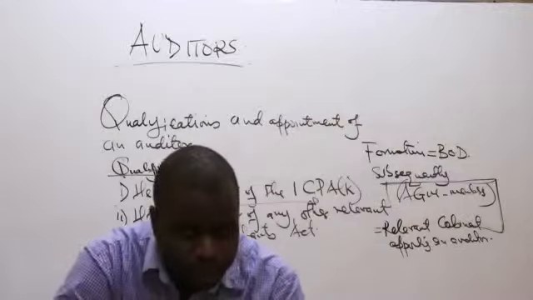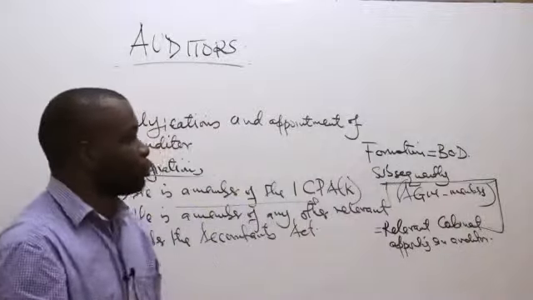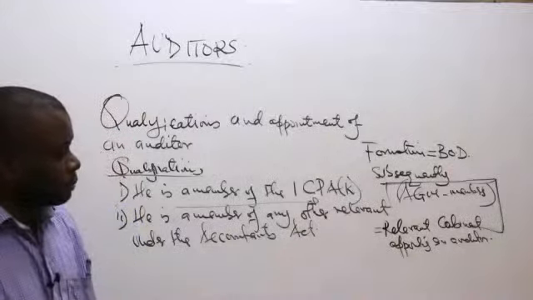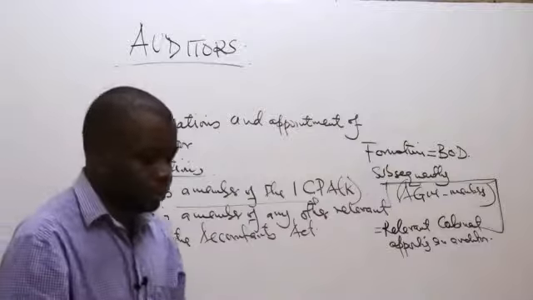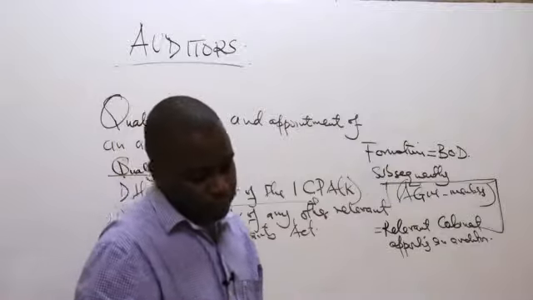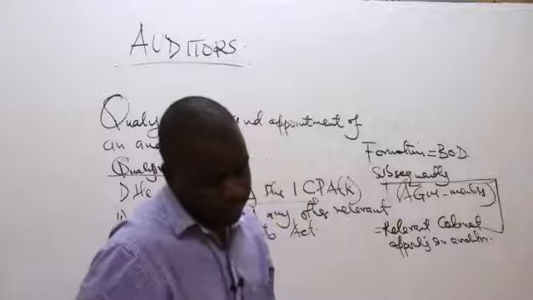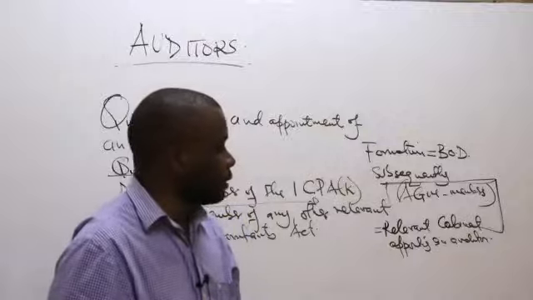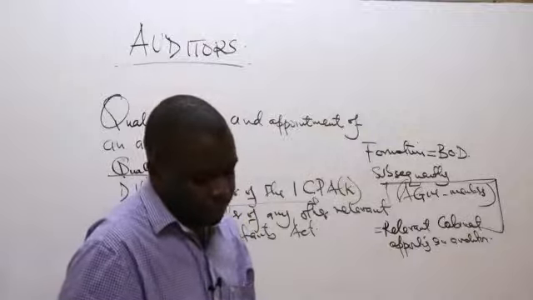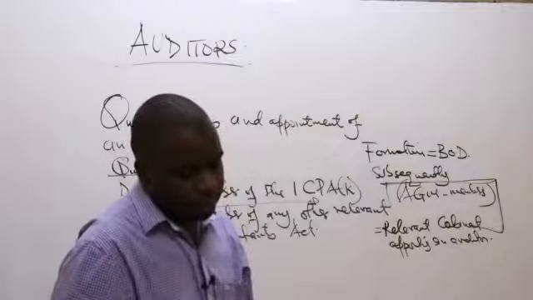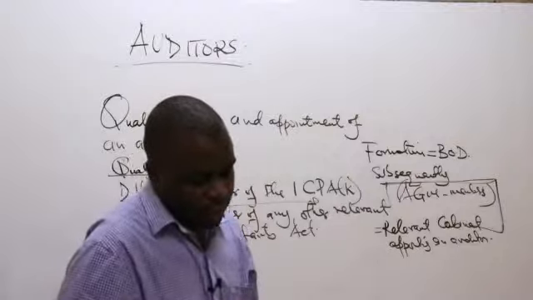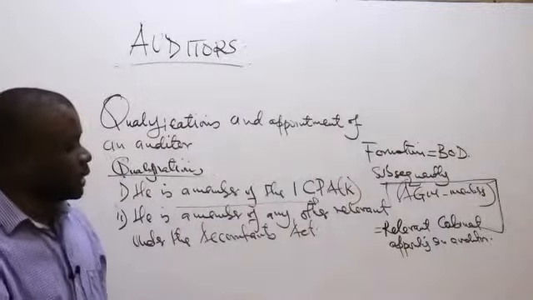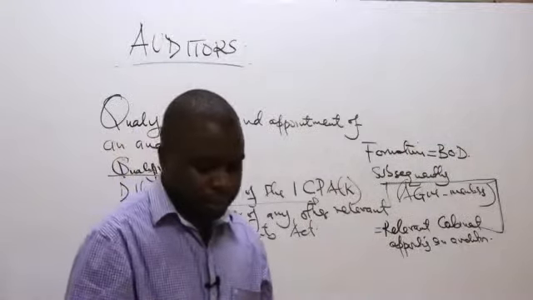So you are saying automatically the previous auditor will be presumed to be reappointed, but certain circumstances can make him not continue to serve as an auditor. So that is what I've just been talking about. He won't automatically be reappointed if, number 1, he is not qualified for reappointment. So that is number 1.